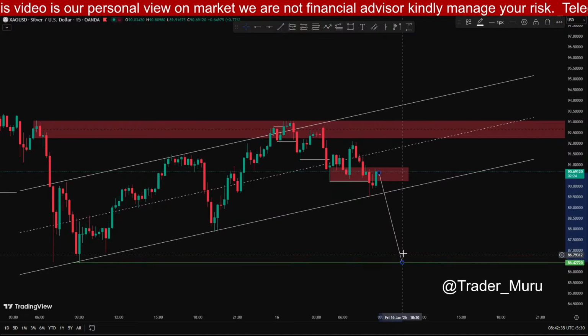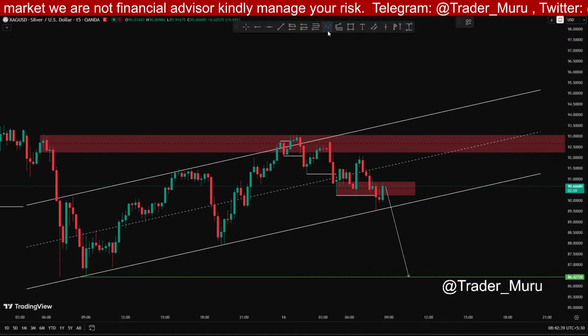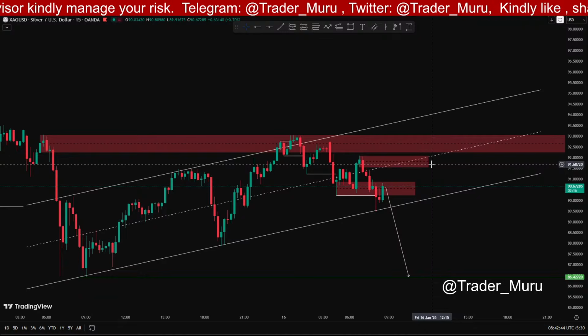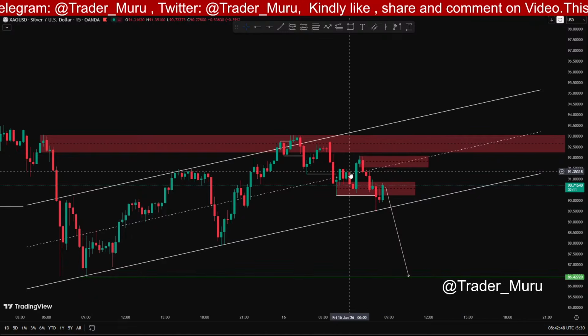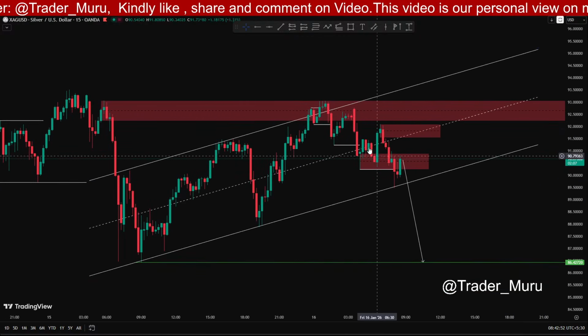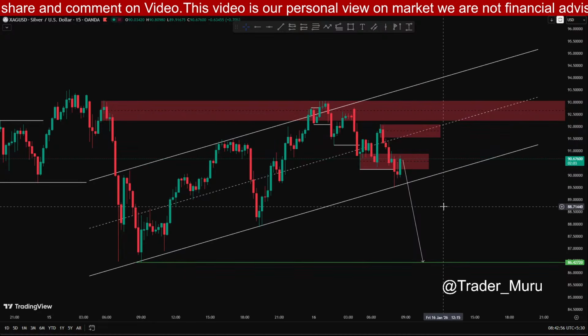Target can be this low, and if price pumps, then this will be your next short zone. From this zone, price will drop again. Okay, so silver is bearish.